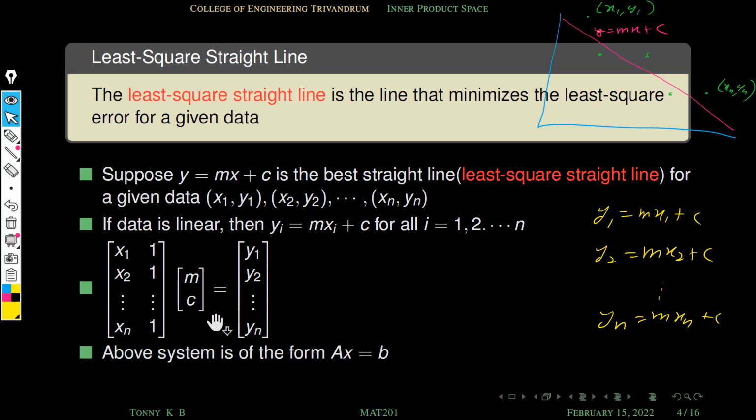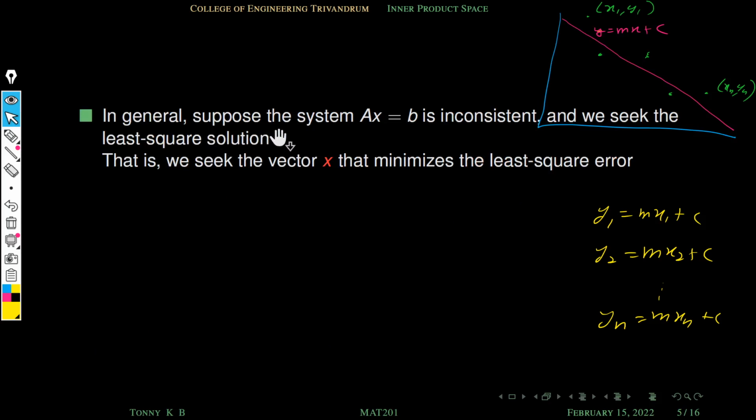Anyway, we know there are two types of matrix systems: consistent and inconsistent. If data points are on the straight line, then the system is consistent, otherwise inconsistent. In practical situations, our matrix system is inconsistent due to the noise in the data points. So in general, suppose the system AX equals B is inconsistent. We assume that our system is inconsistent and we seek a least square solution, that means a best solution. That is, we seek a vector x that minimizes the least square error. So we have to find a best x.